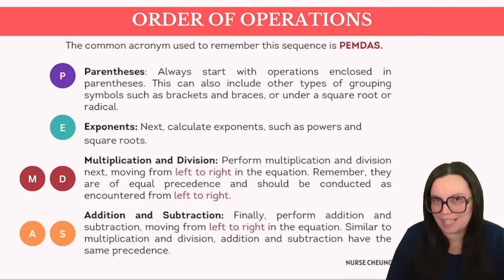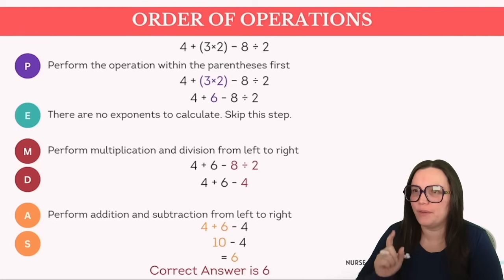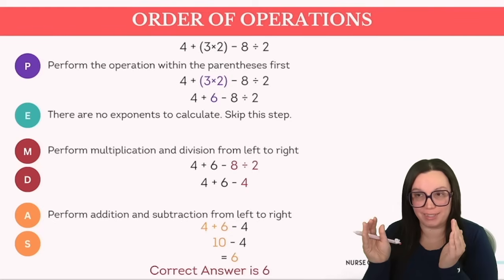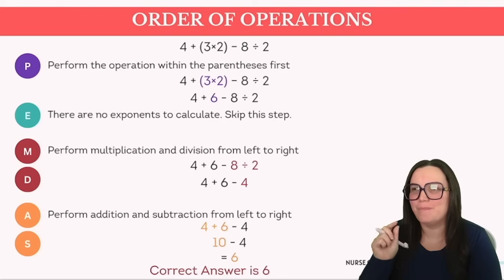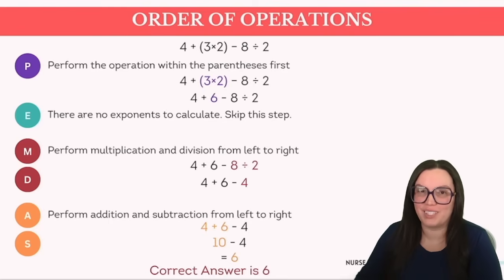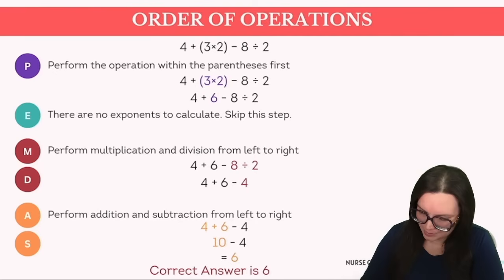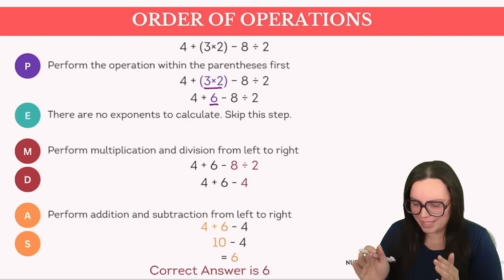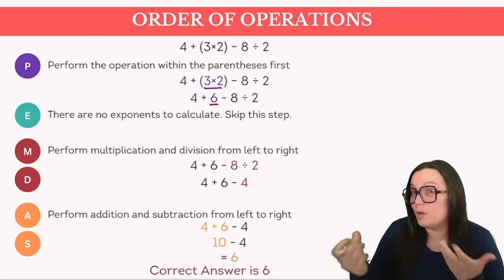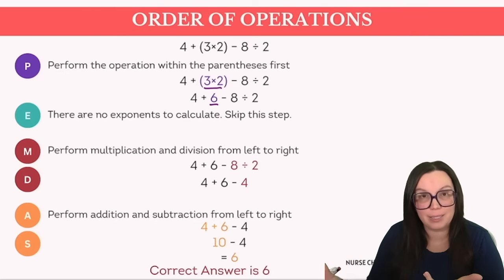Let's take a look at an example of what this will look like on your TEAS. So our first equation is 4 plus our parentheses 3 times 2, minus 8 divided by 2. So the very first thing we want to do following PEMDAS is perform the operations within the parentheses. We do this by multiplying 3 times 2, which is going to give us 6. Next, we're going to move on to exponents. We don't have any, so we can automatically skip this step.